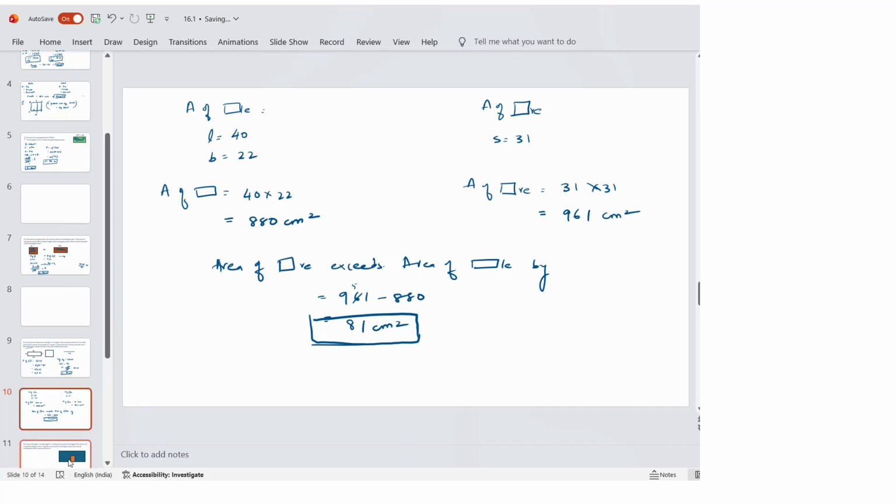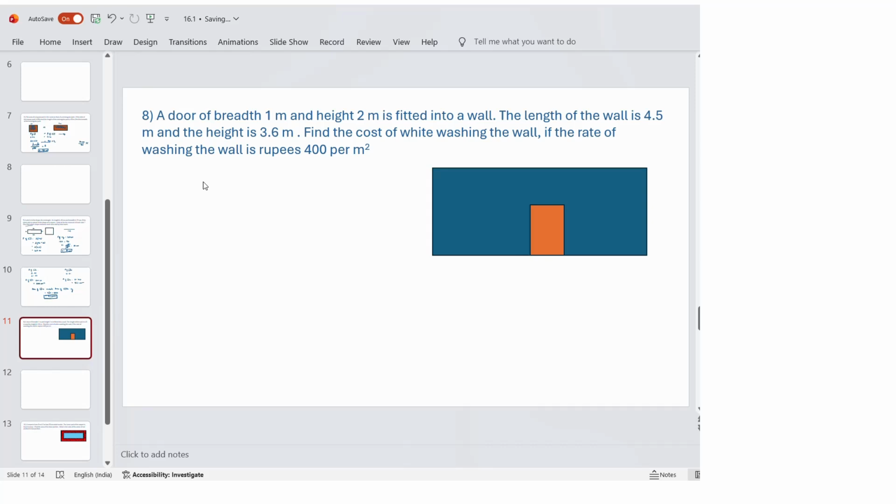Coming to the next question, we have the 8th one. A door of breadth 1 meter and height 2 meter is fitted into a wall. The length of the wall is 4.5 meters and the height is 3.6 meters. Find the cost of whitewashing the wall if the rate of washing the wall is ₹400 per square meter.